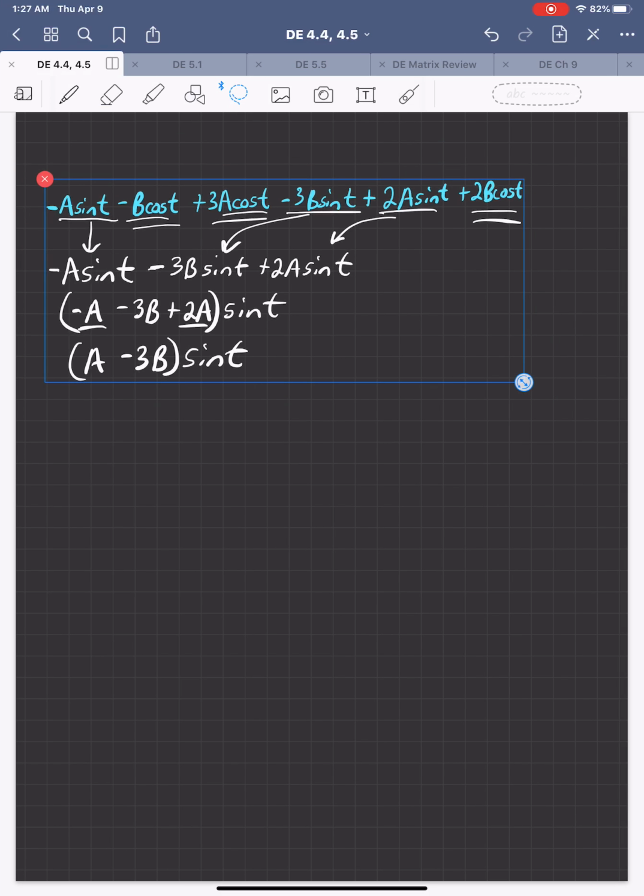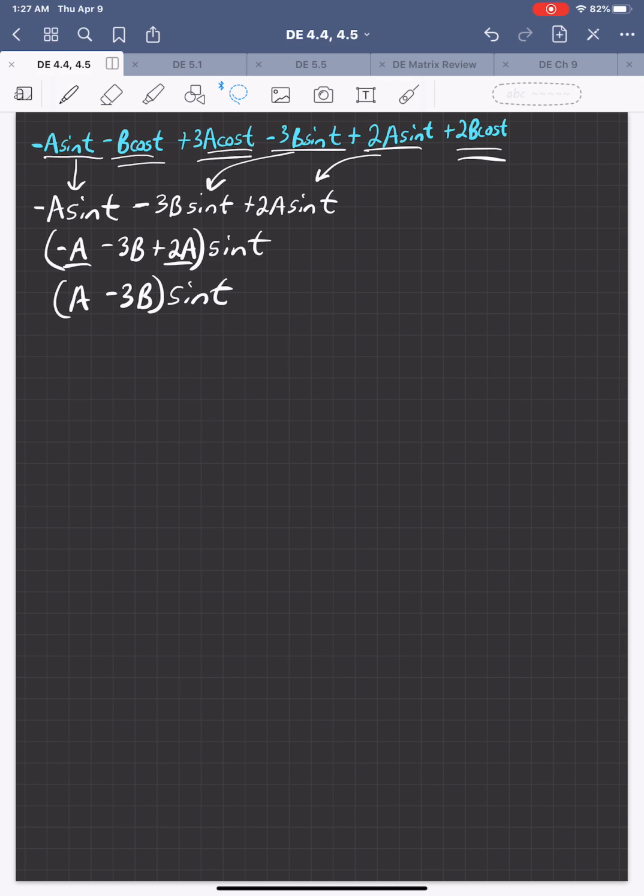And I'm going to make that a little bit smaller. Okay, ready? So now let's see if we can rewrite anything that has a cosine. Let's bring anything with a cosine and write that beside each other. That's going to be negative b cosine of t plus 3a cosine of t, and finally plus 2b cosine of t.